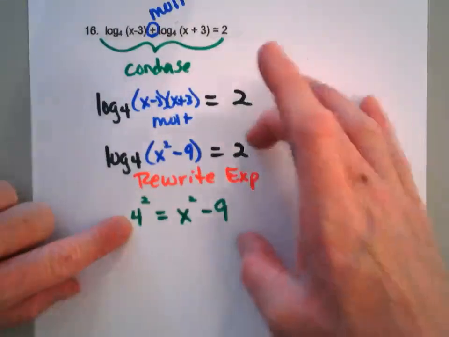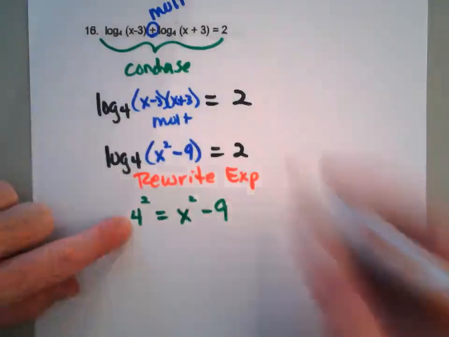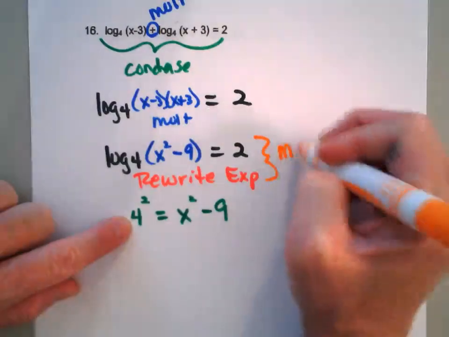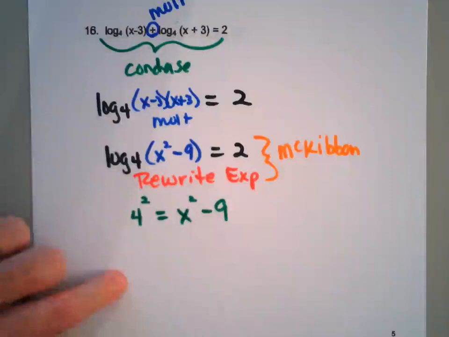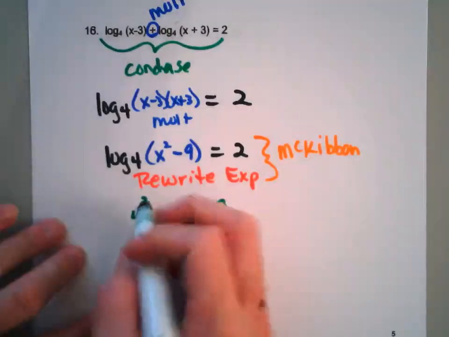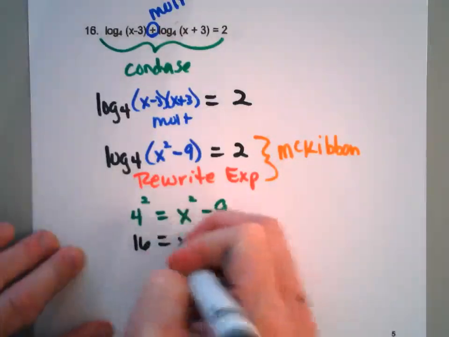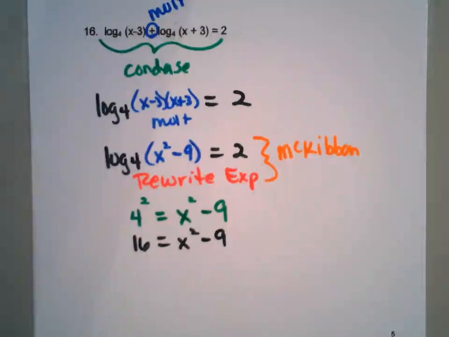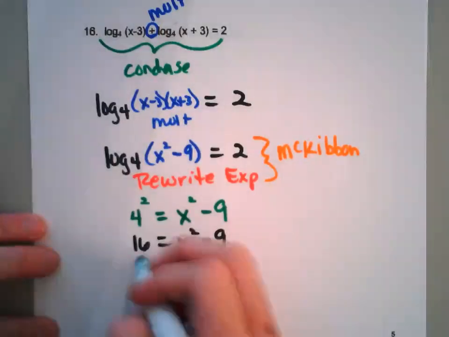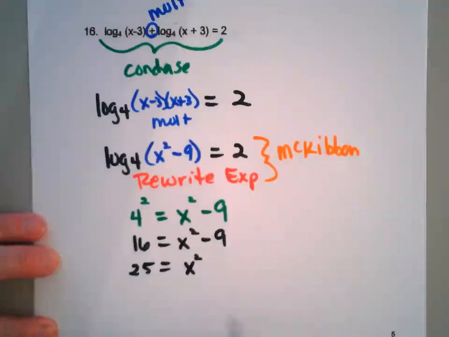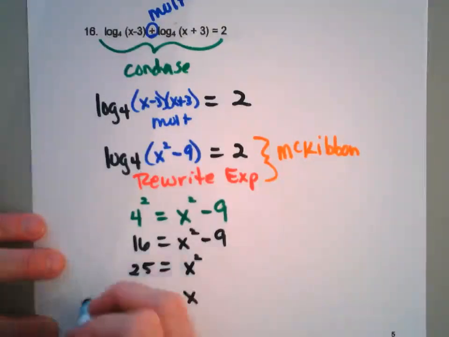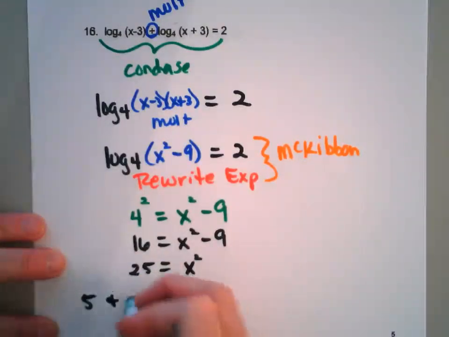That exponent, that rewriting part, is what Miss McKibben showed you guys last week. Okay, if you have any questions about that, let me know. We'll go back over it. All right, so moving right along, 4 squared is 16 equals x squared minus 9. Add 9 to both sides. 25 equals x squared. And x equals 5 and negative 5.